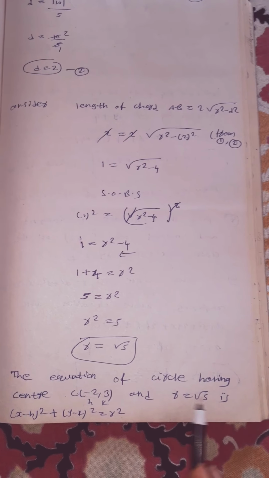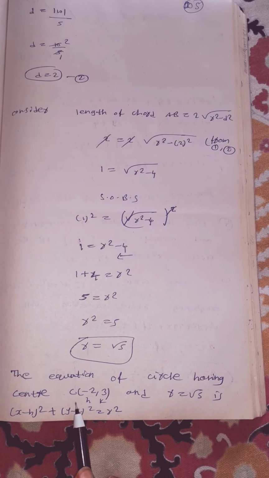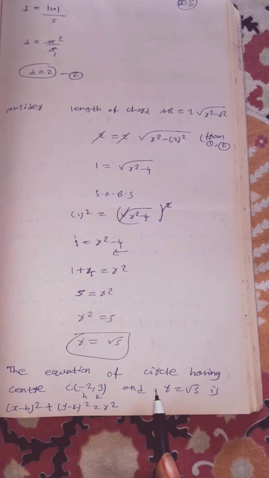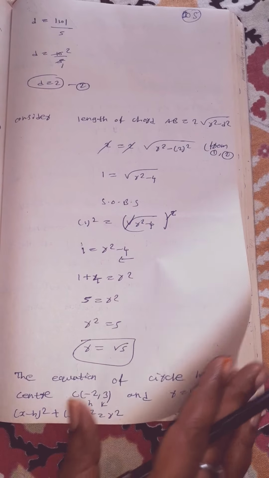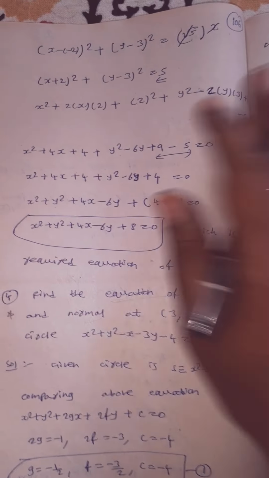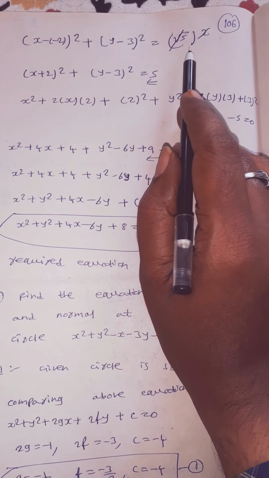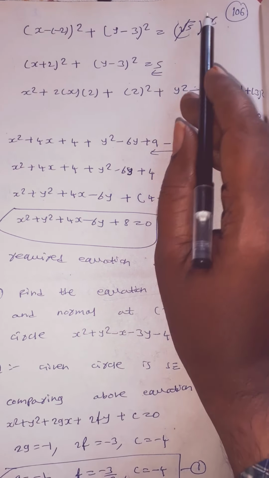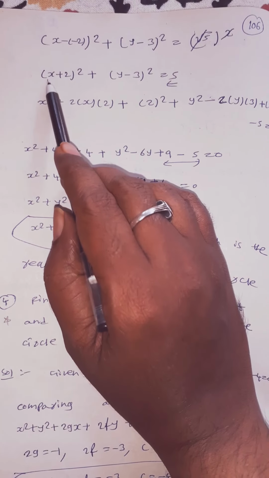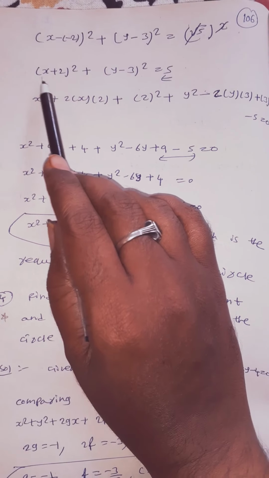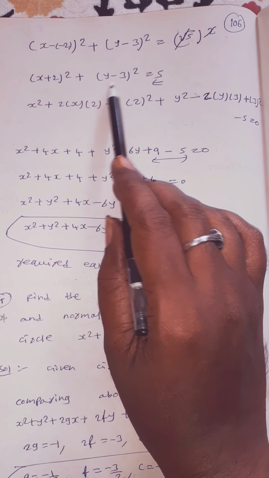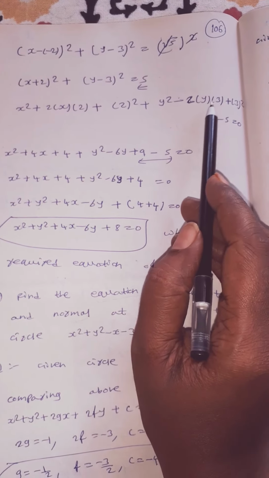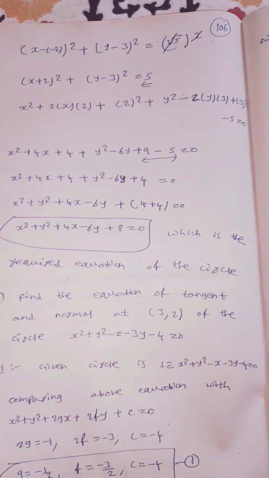Therefore, the equation of the circle having center C given in the question, minus 2 comma 3, and radius root 5, is x minus h whole square plus y minus k whole square equal to r square. The h value is minus 2, children, the k value is 3. Substituted here, because the r value is root 5, whole square. Square root cancels. Here minus into minus is plus. Apply a plus b whole square: a square plus 2ab plus b square, with a value x, b value 2. Then a minus b whole square: a square minus 2ab plus b square, with a value y, b value 3.